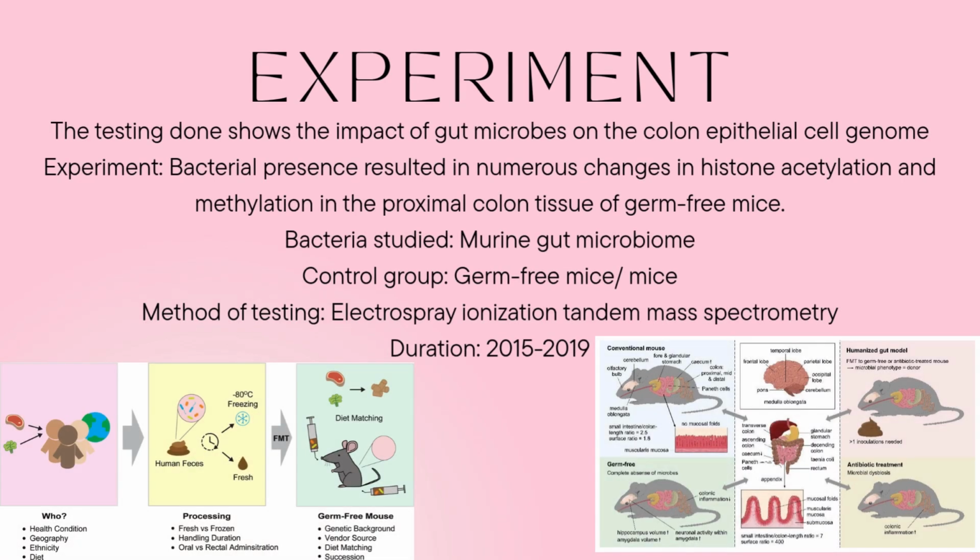Experiment. The testing done shows the impact of gut microbes on the colon epithelial cell genome. Bacterial presence resulted in numerous changes in histone acetylation and methylation in the proximal colon tissue of germ-free mice. Bacteria studied: murine gut microbiome, control group, germ-free mice, and mice. Method of testing: electrospray ionization tandem mass spectrometry. And the duration was 2015 to 2019.